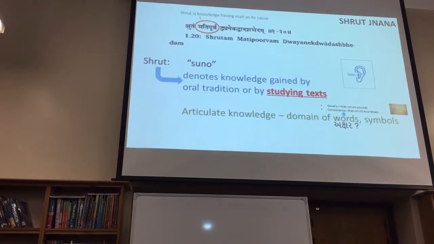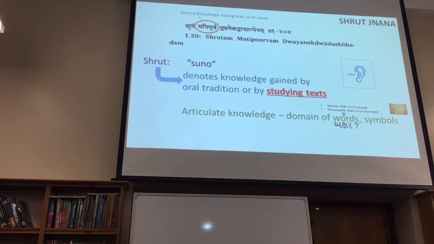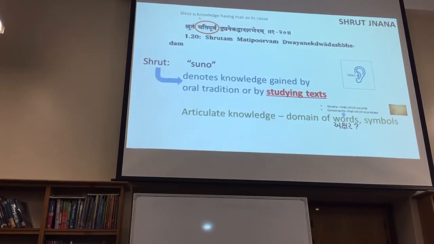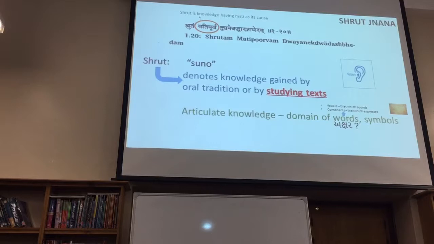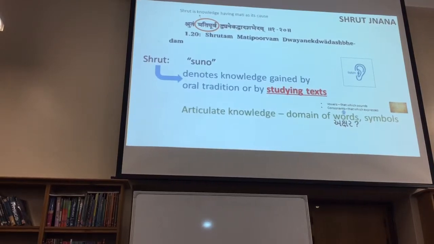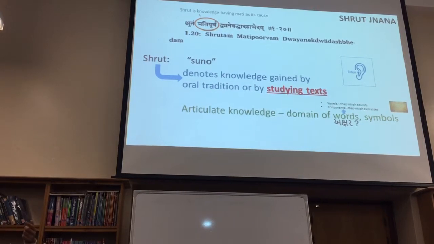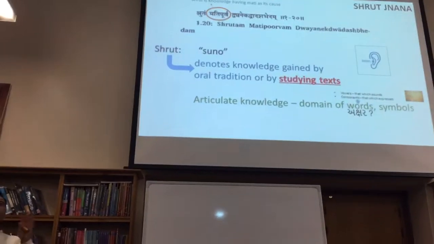Now, what does words mean? In Gujarati, we don't say words, what do you call words? Akshar. And what does akshar mean? Kshay. What does kshay mean? Kshay means to destroy. So what does akshay mean? Indestructible. So the word akshar, if you break it down, kshay means to destroy, and akshar means something which cannot be destroyed. So language is something which cannot be destroyed.